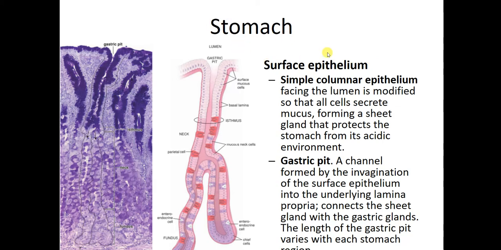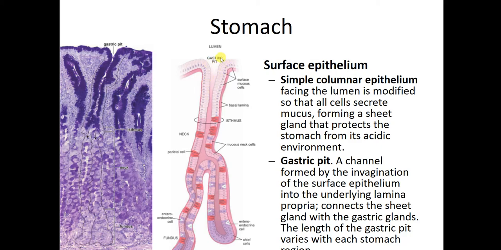So let's talk about the structure of the stomach. It contains surface epithelium, which is a simple columnar epithelium facing the lumen, modified so that all cells secrete mucus, forming a sheet that protects the stomach from its acidic environment. I'll show you the surface epithelium in detail a little later. This surface epithelium forms projections.